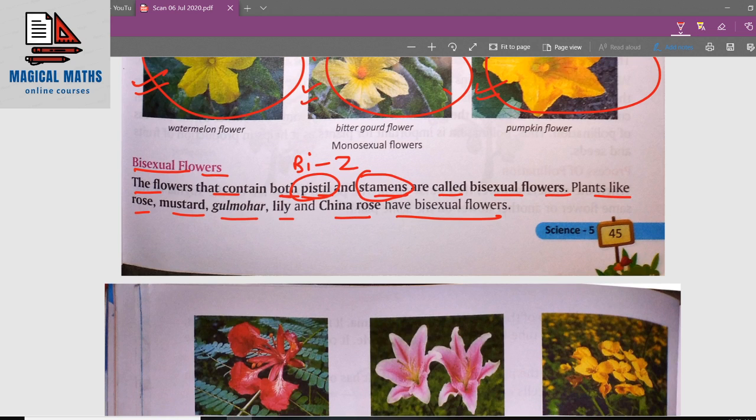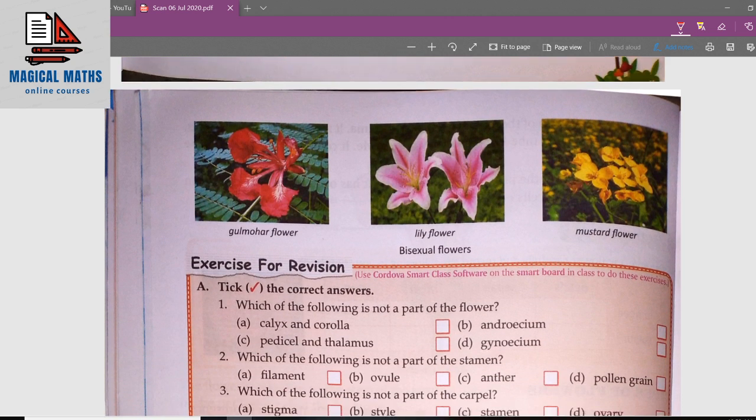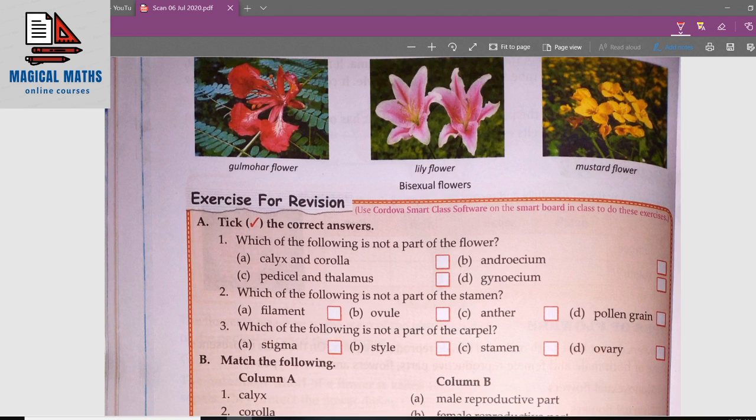Now students, we are heading towards the exercise, but before that, look at this gulmohar flower. This is the lily flower and this is the mustard flower. All these flowers are examples of bisexual flowers.